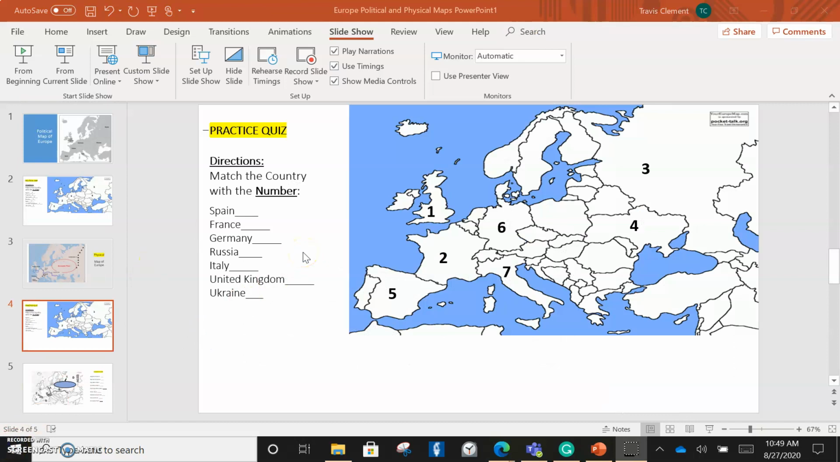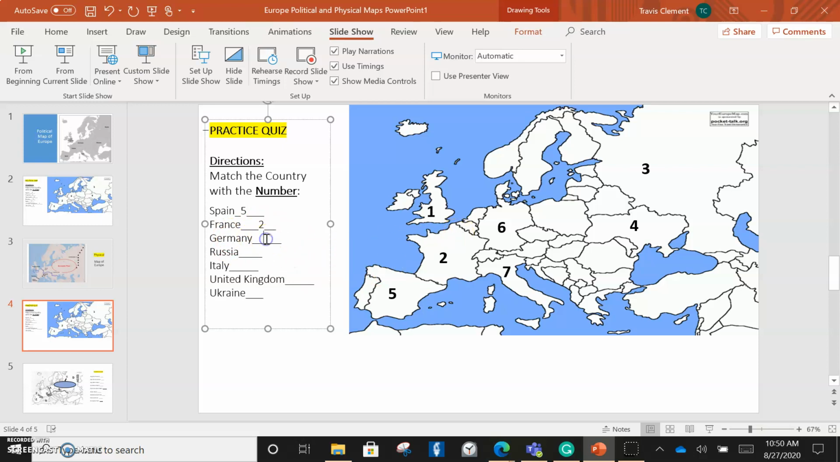Oh, I see you got all the answers. All right, next is the practice quiz for what type of map? A political map, right? And it has countries. So the directions match the country with the number. So Spain, what number would that be? Maybe 5. And then France, 2.